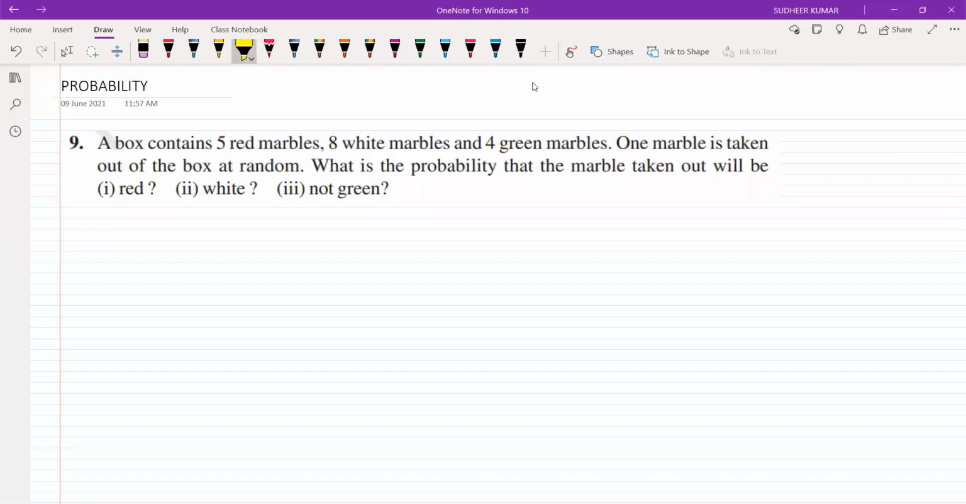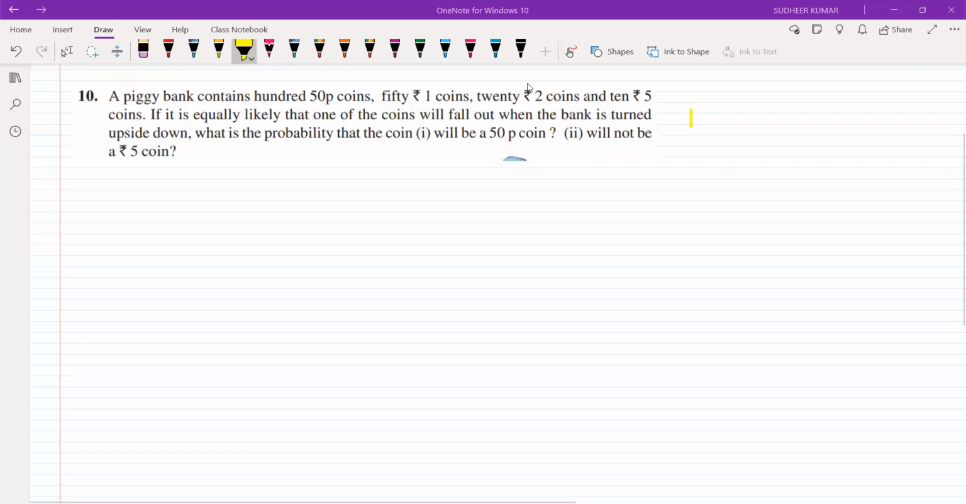Right. Ninth question: a box contains 5 red marbles, 8 white marbles, and 4 green marbles. Did we complete the ninth one, ma? Yes, sir. As we completed till the ninth one, let us see the 10th one.